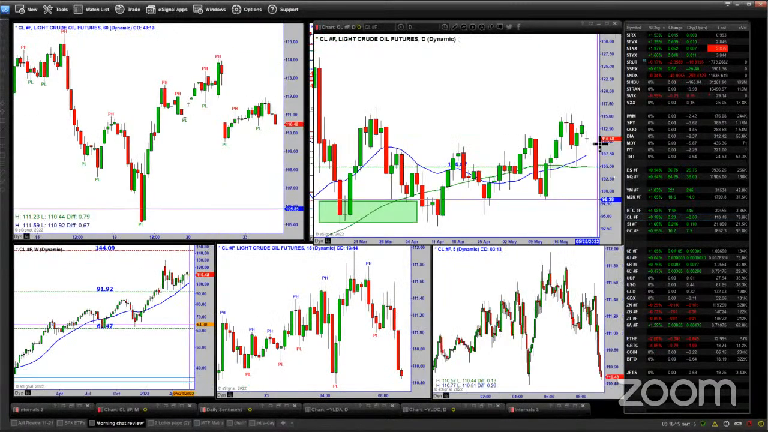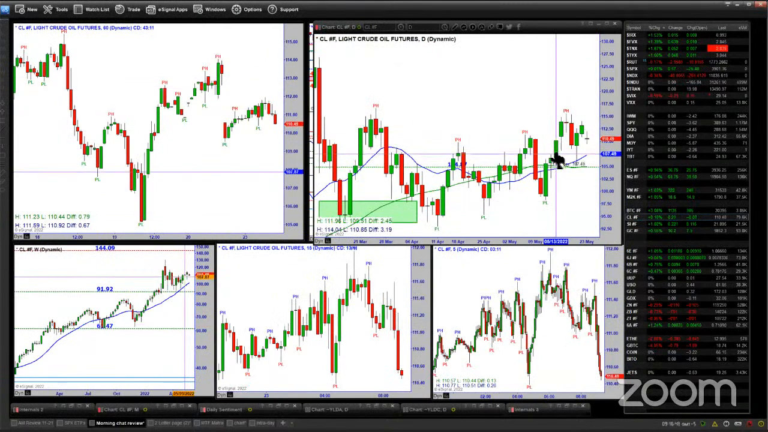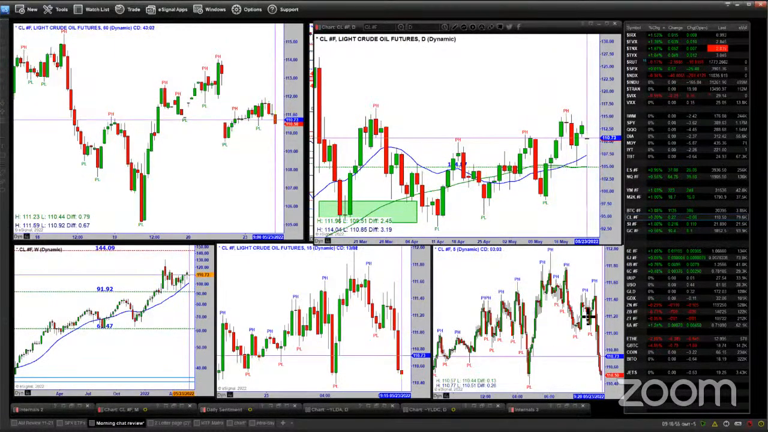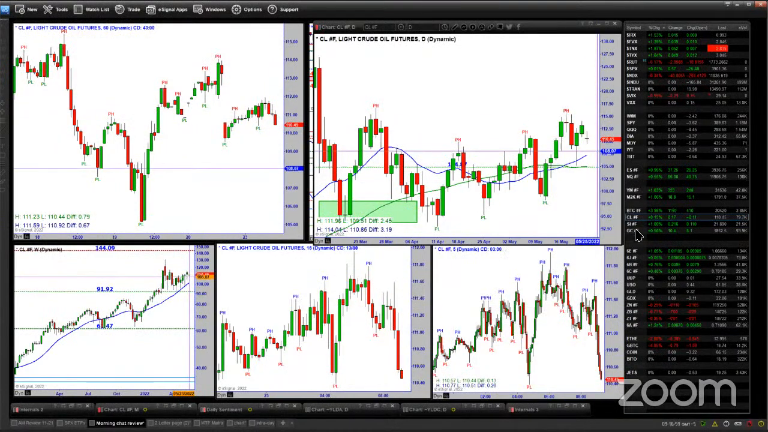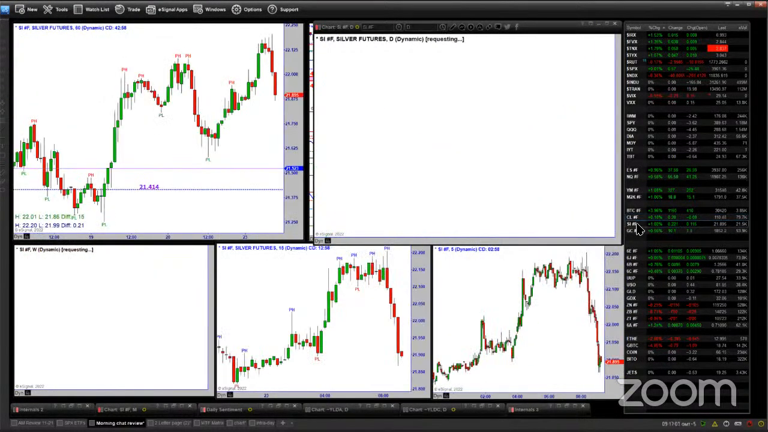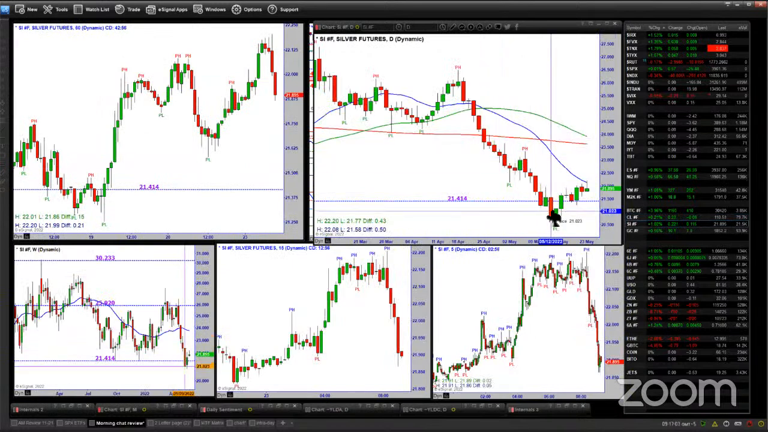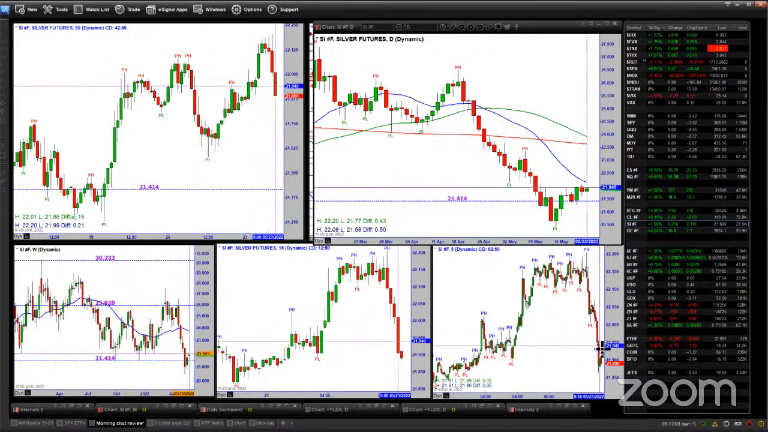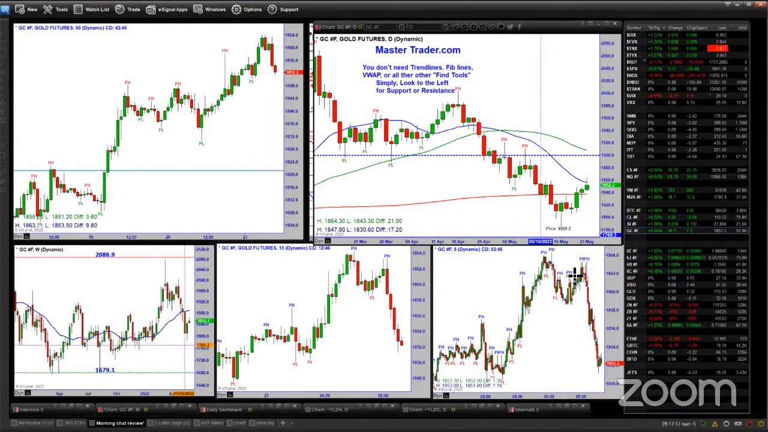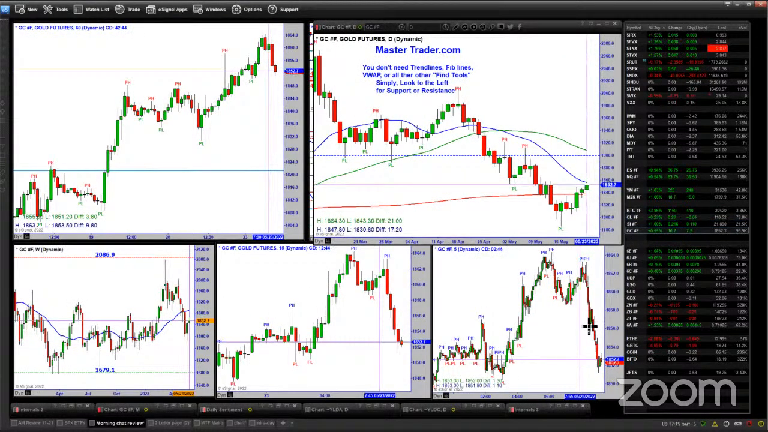Oil looking okay, it's consolidating here. Similarly, a lot about nothing this morning. Dropping here, but just going nowhere. Silver got clobbered with the dollar going higher. It's on some support, trying to hold here. And, again, falling back. And gold, similarly falling back here.